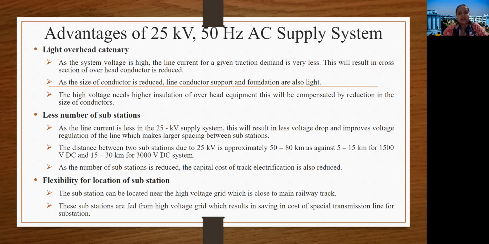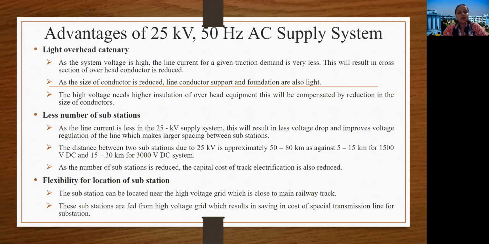As the line current is less in the 25 kilovolt supply system, this will result in less voltage drop and improves voltage regulation of the line, which makes larger spacing between substations. So we can have a reduced number of substations if we use high voltage. There is a particular cost for setting up a substation, right? So if the number of substations is reduced, the overall establishment cost, installation cost will be reduced.